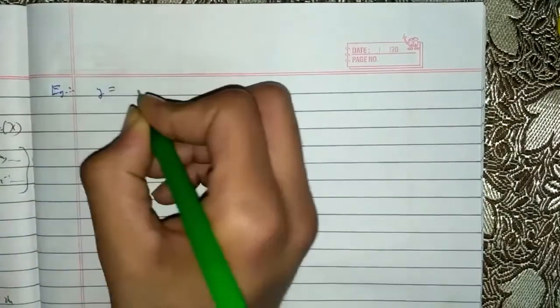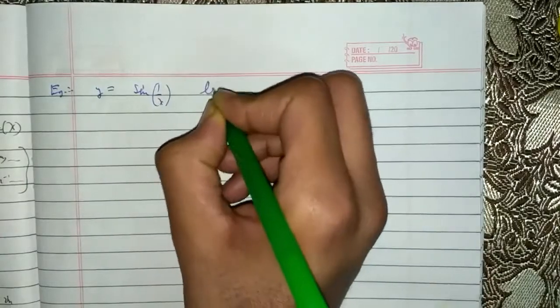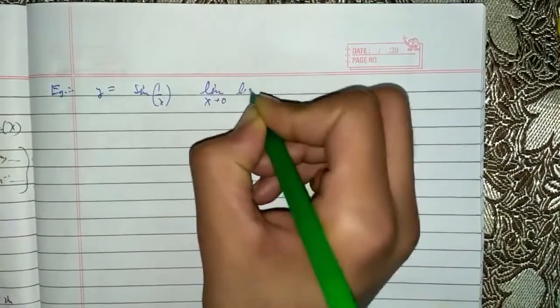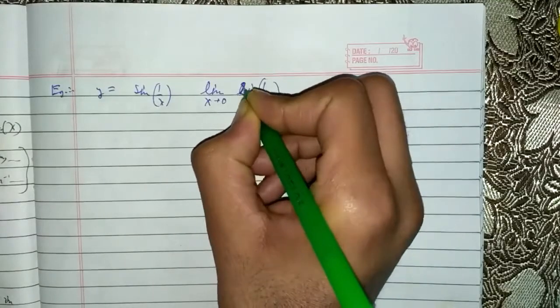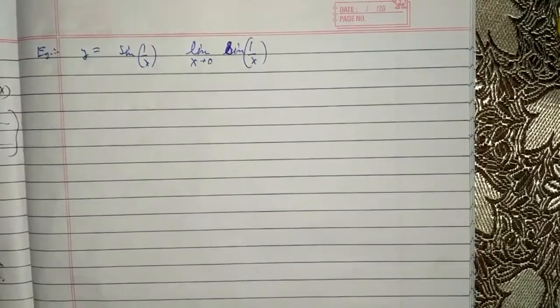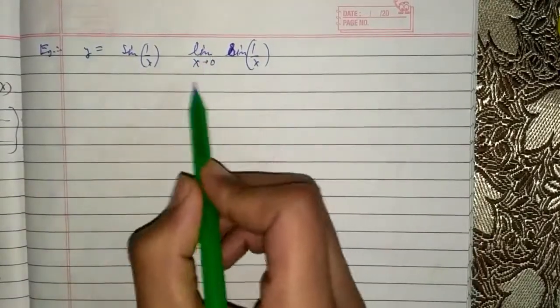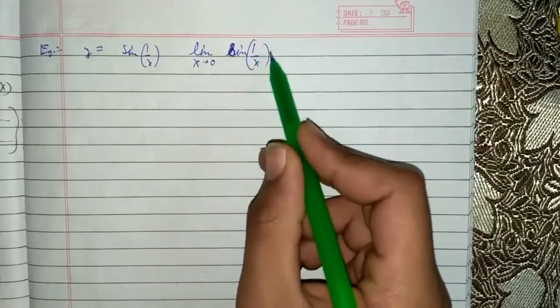For this, let us consider the example y equal to sin of 1 upon x, and we have to find its limit as x tends to 0 of sin of 1 upon x. So when we plug in the value of x equal to 0 in sin of 1 by x, we know that as x approaches 0, 1 by x approaches infinity.